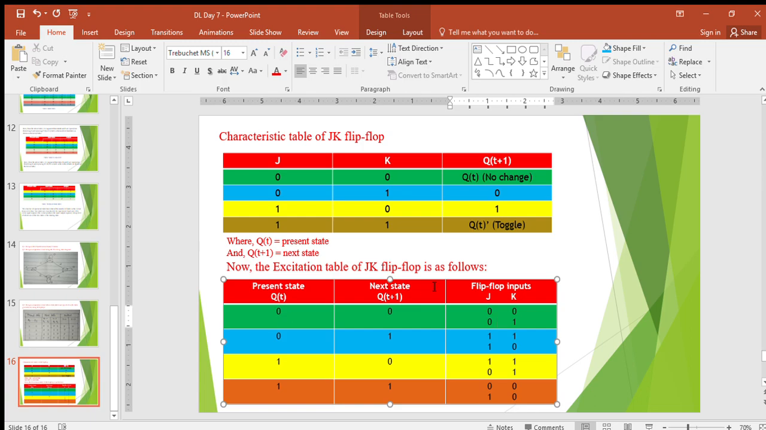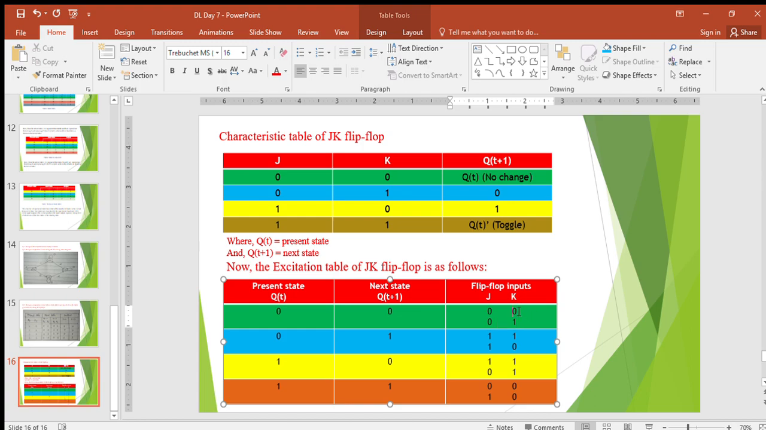Let us analyze it this way. When the present state is 0 and the next state is 0, then the value of the J input is always 0. In both cases, the value of J is 0. Whenever the present state is 0 and the next state is also 0, the J input of the JK flip-flop will always possess the value of 0. And the K input of the JK flip-flop can have either the value 0 or the value 1. It means both 0 or 1 can suit the K input.